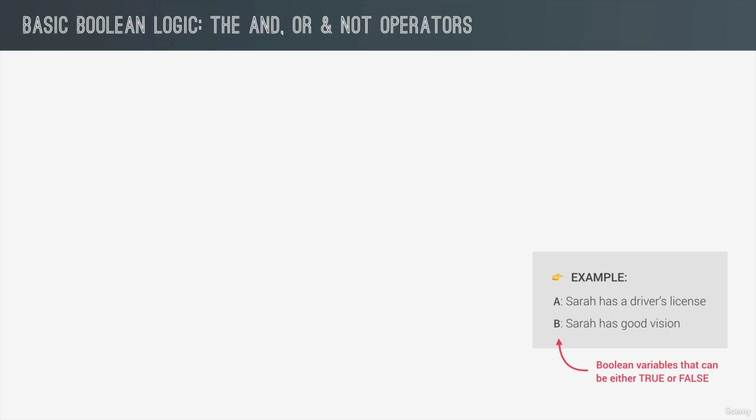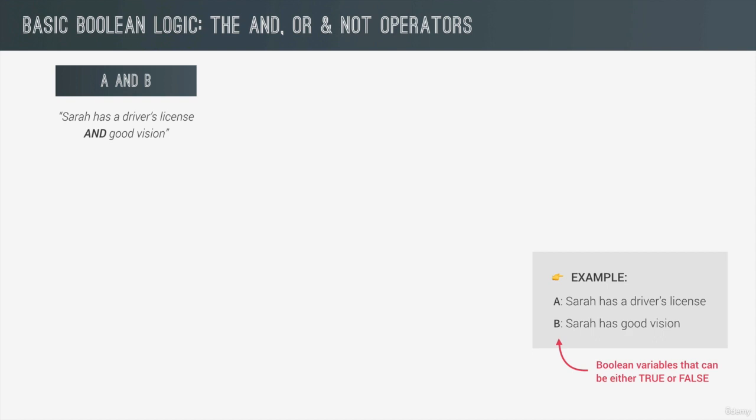So here we have two Boolean variables that can either be true or false. A is that Sarah has a driver's license, and B is that Sarah has good vision. So both of these are of course conditions that can be true or false, because Sarah could have no driver's license and she could have no good vision, right? And of course, on the other hand, she could also have a driver's license and could have good vision. Now, using the AND operator, like A and B, we can combine these two Boolean variables like Sarah has a driver's license and good vision. Okay, but now what will be the result of this operation?